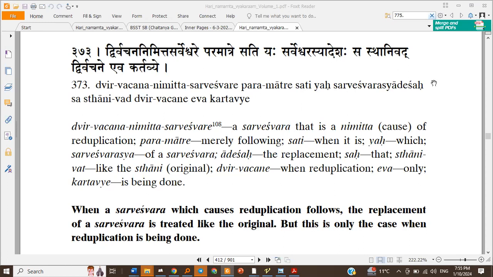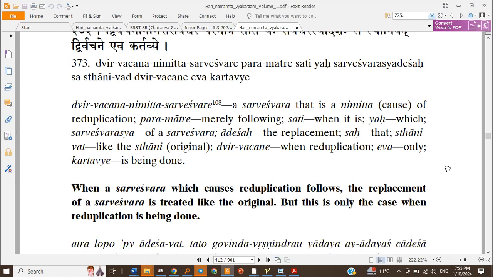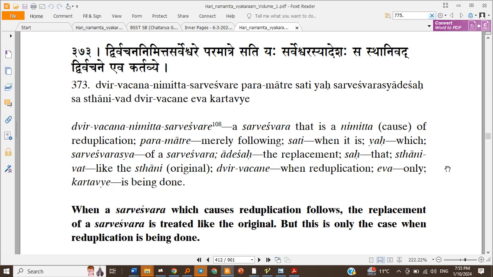Virvachana Nimitta Sarveshwari Paramatra Sati Yaha Sarveshwarasya Adeshaha Sasthanivut Virvachana Eva Kartavya. When a Sarveshwara which causes reduplication follows, the replacement of a Sarveshwara is treated like the original. But this is only the case when reduplication is being done.